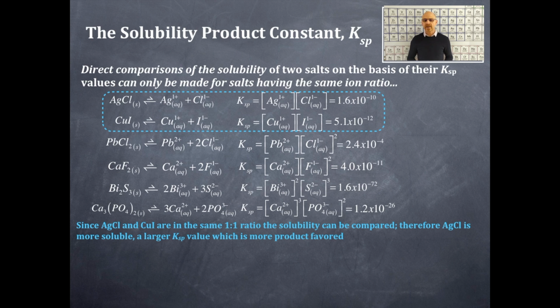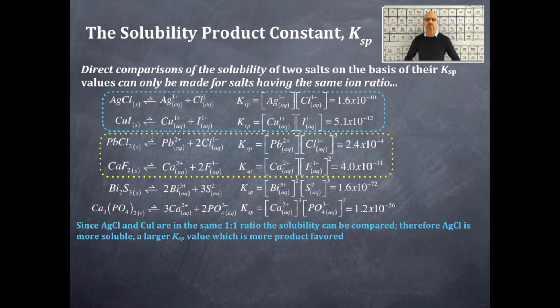And you should see that times 10 to the negative 10 for the silver chloride and times 10 to the negative 12 for the cuprous iodide. That means that the cuprous iodide is more insoluble. It is more reactant favored. And the silver chloride is more product favored and it is more soluble of the two.